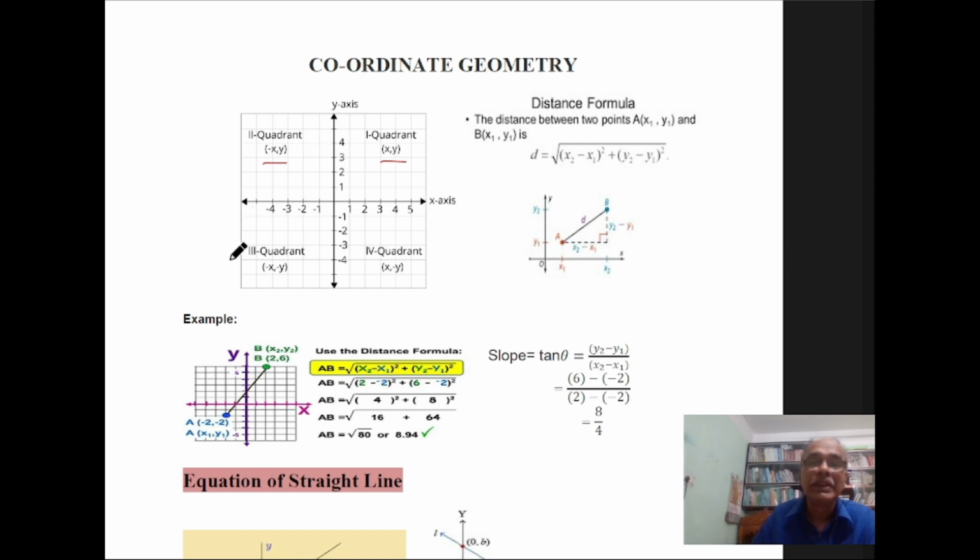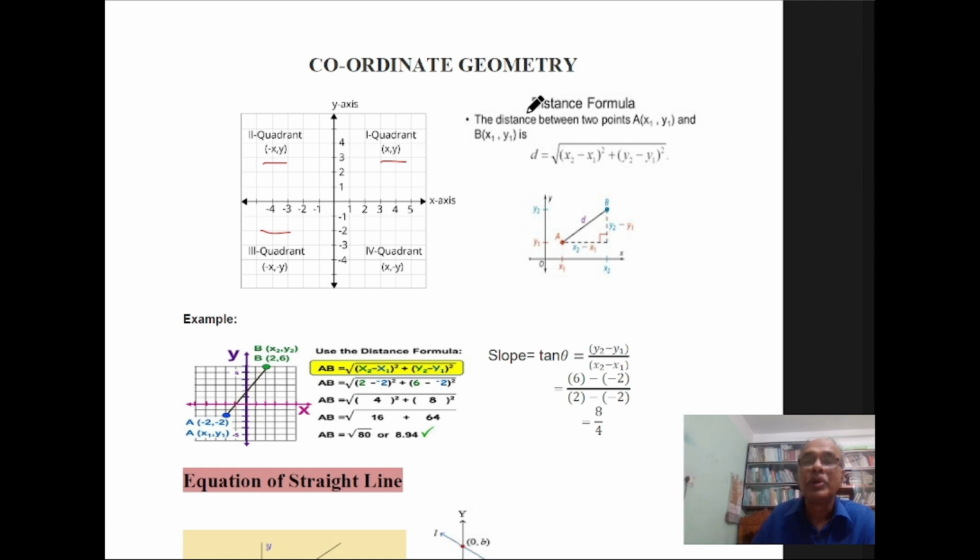Here you see x and y both are negative. This is the third quadrant. And here the fourth quadrant, here you see x is positive, y is negative. Okay. So this is the idea of in which quadrant x and y are positive or negative.